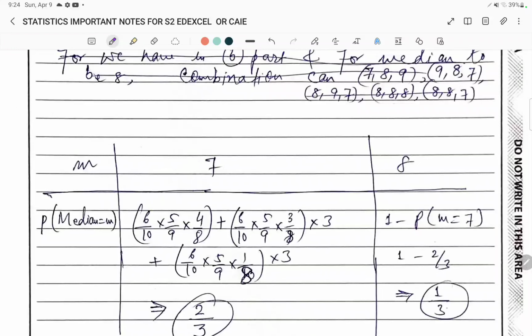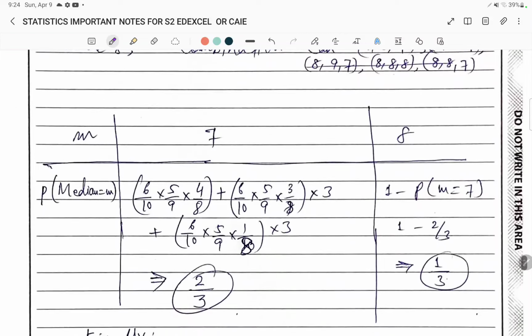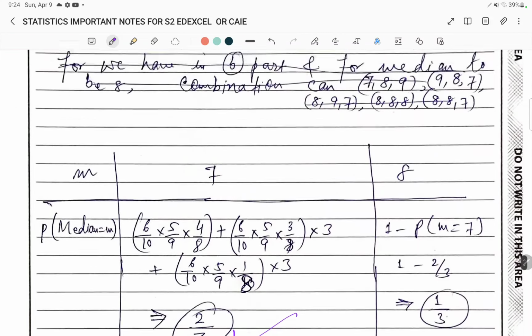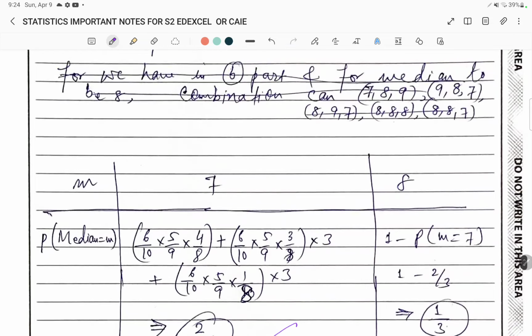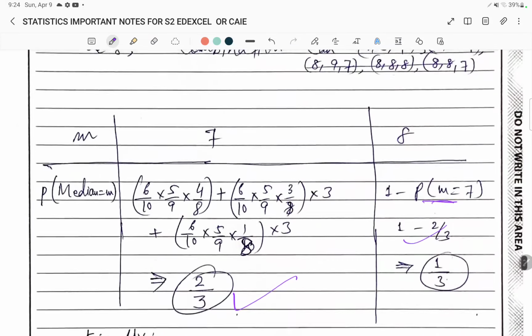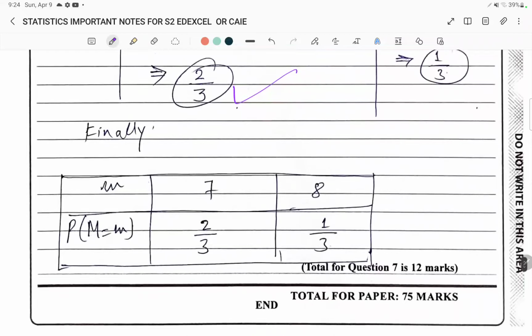When M is 7, so 6 by 10, 5 by 9, 4 by 8. And here 6 by 10, 5 by 9, 3 by 8 times 3. And 6 by 10, 5 by 9, 1 by 8 times 3. That is 2 by 3. And when you take median 8, then 1 minus this, which is 1 by 3. And finally, this is your probability distribution table.